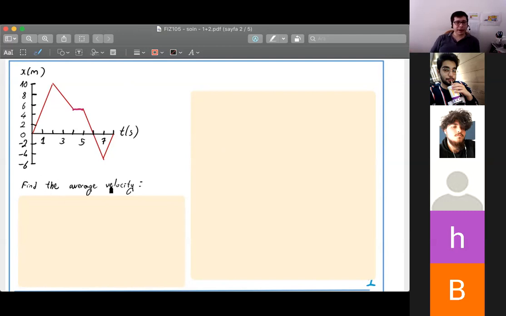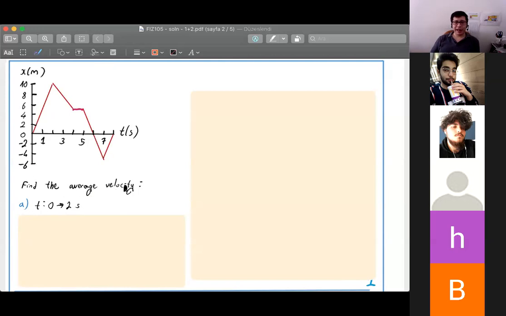And we are asked to find the average velocity for different time intervals. For example, what's the average velocity between 0 and 2 seconds? Here and here, okay? Let's find out. This graph gives me the position of the object. So when t equals 0, the object's position was also 0. When t equals 2 seconds, here the object's position is 10 meters. So that's the final position, and this is the initial position, okay?